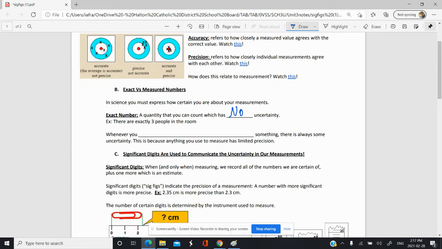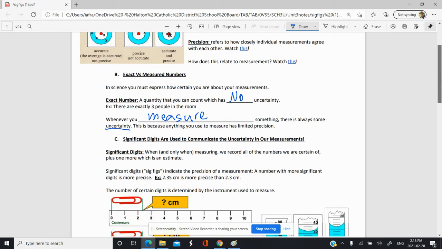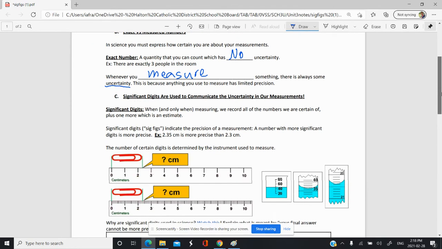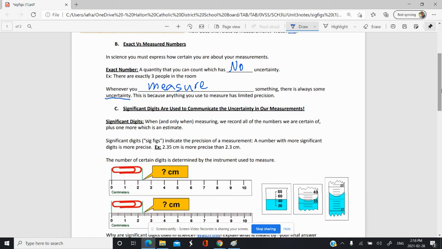There's no uncertainty there. But whenever you actually measure something, so let's say, for example, you're measuring, like I said, something on a balance or something on a graduated cylinder, or even something with a ruler, you're going to have some uncertainty there. And so you need to somehow communicate the fact that your number is not exact. You need to communicate the fact that there's some error that's going to be there because there's limitations to the tool that you use. So, to communicate our uncertainty in our measurements, we use what's called significant digits. We might also call these significant figures. And I might say sig figs, for example, just to shorten it.